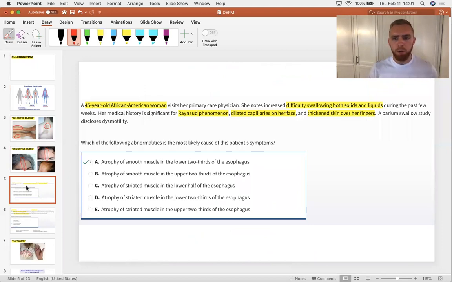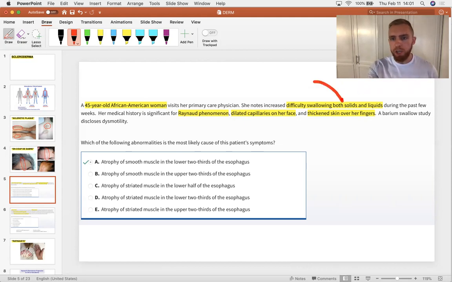Here's a 45-year-old woman with increased difficulty swallowing both solids and liquids during the past few weeks. Her history is significant for Raynaud phenomenon, dilated capillaries on her face, and thickened skin over her fingers. A barium swallow discloses dysmotility. So let's pick this apart.